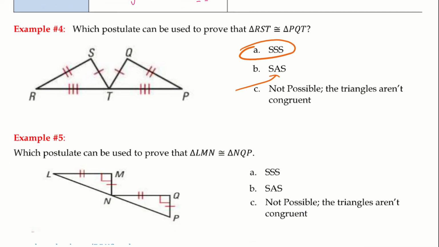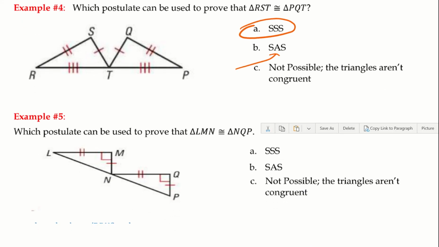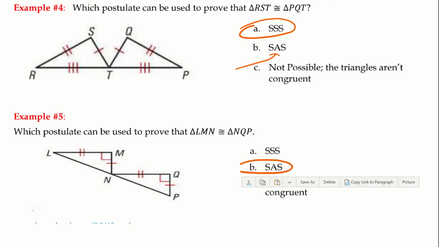Okay, example 5. I want you to take a second and think about this one. Which postulate can be used to prove that triangle LMN is congruent to triangle NQP? All right, and I got side angle side. So this time we do have angles, right? We have that 90-degree angle box in that corner, and it goes in order. So I have side, and then my angle, and then my other side, and they're all right next to each other. I shouldn't have to lift up my pencil at all. They should all flow like that. So side, angle, side, and they match up on NQP as well. So side, angle, side.